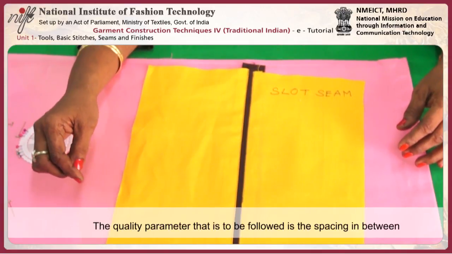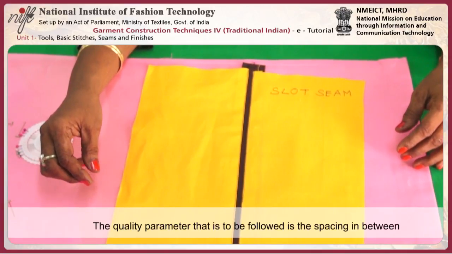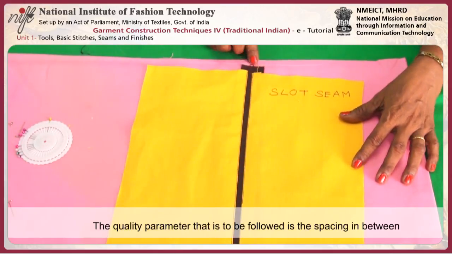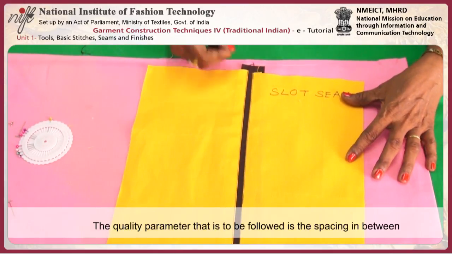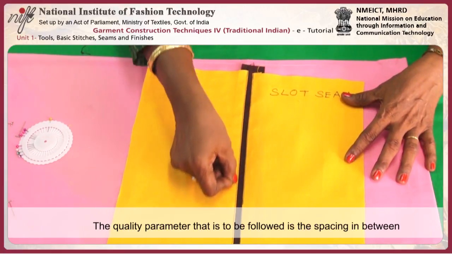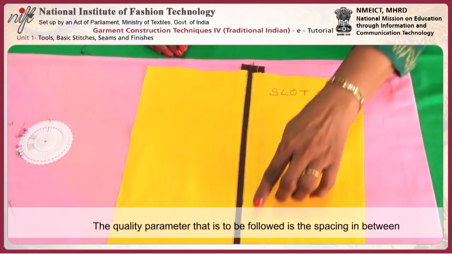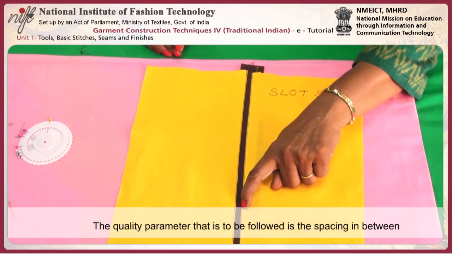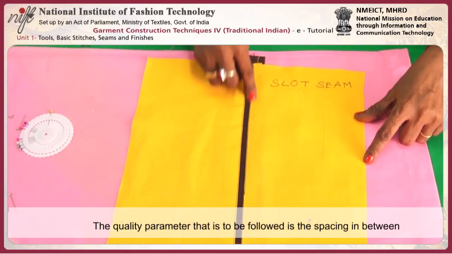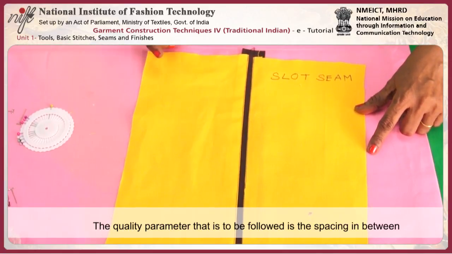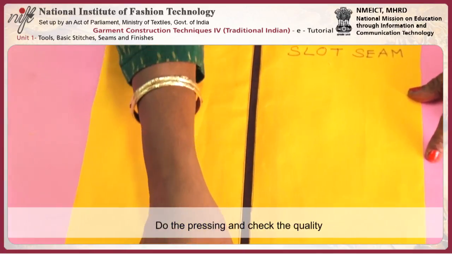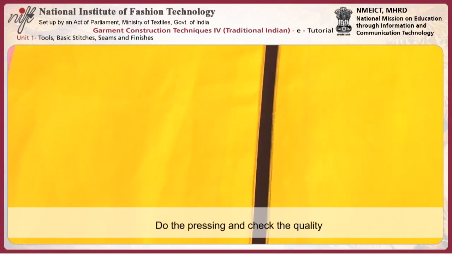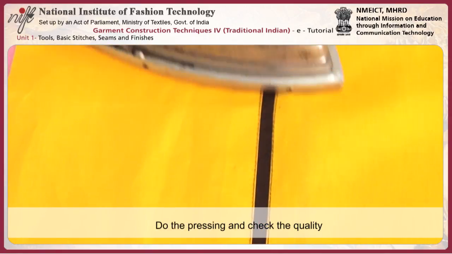This is the slot seam. The quality parameter to be followed is that the spacing in between should be an even width, and the stitch should be on the edge of the fold, and there should not be a slip stitch. If it happens to be a slip stitch, then remove the entire seam and do the stitch again. And again it has to be a very close edge stitch. Now do the pressing.